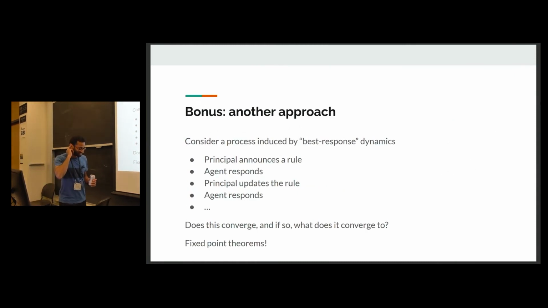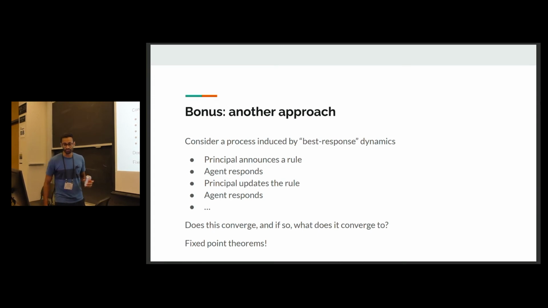Now, the thing that I wish we had done more on, but we ran out of time before the deadline, is that there's another proof approach that I think could be broader than this one and might work in a variety of cases, and that's the following. Consider a process that gets induced by these best response dynamics: the principal announces a rule, the agent responds to that rule, the principal updates the rule, the agent responds, and so on, right? You can think of making this well-defined so that things are unique. You can run this process for a while and ask what's going to happen to it. Does it converge? And if so, what does it converge to?